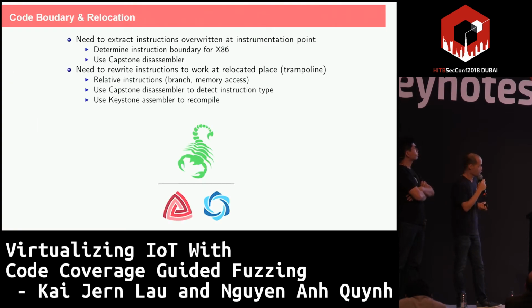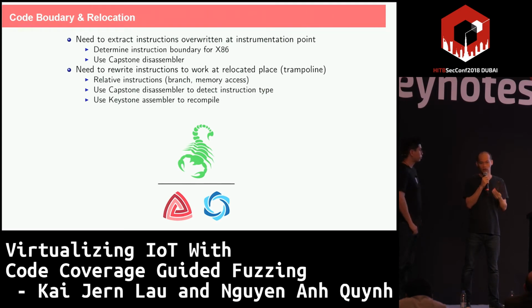Just one reason why Scorpio works on all kinds of CPUs and operating systems is because Scorpio is built on two other frameworks for disassembler and assembler. For disassembler, we use the Capstone framework. For assembler, to rewrite code for relocating injection, we use the Keystone assembler. And because Capstone and Keystone work on many operating systems and many CPUs, Scorpio built on top of that can work on the operating systems and CPUs I showed you.